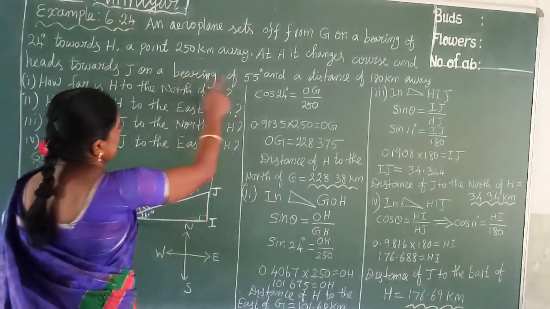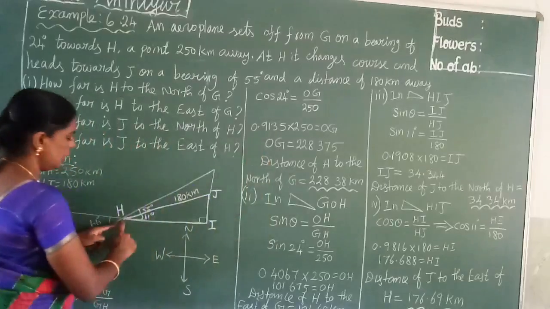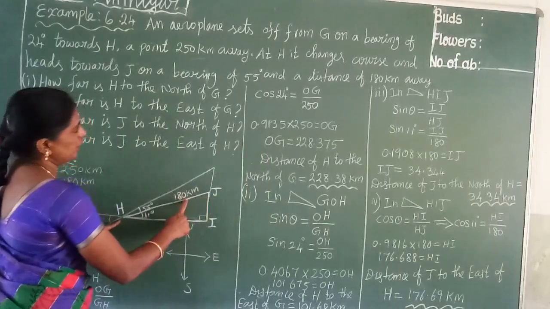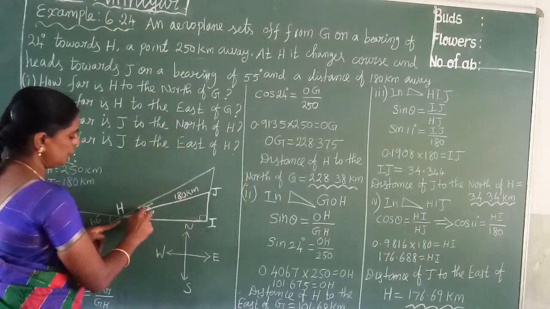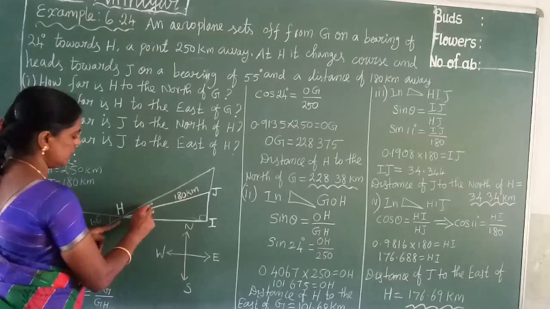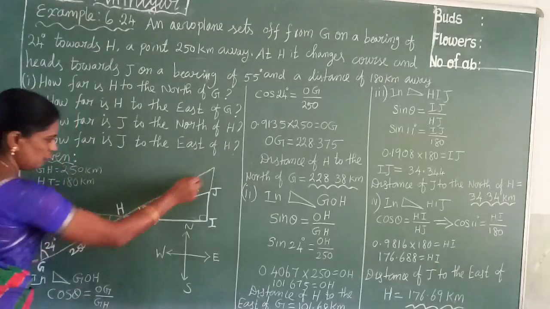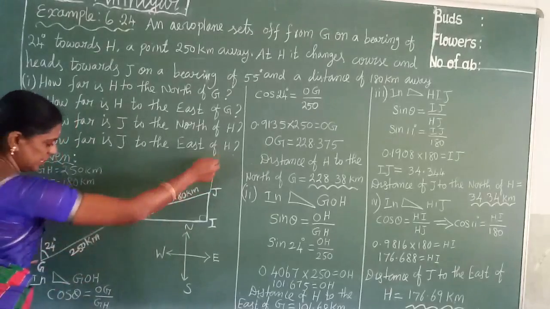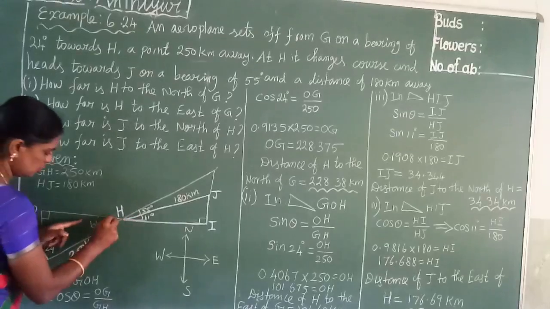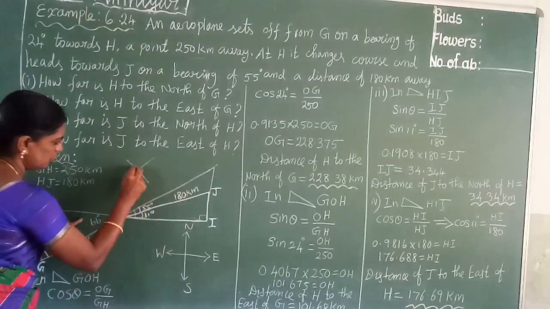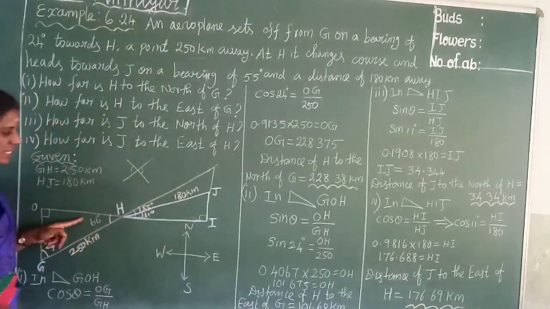H to J distance is 180 kilometer. What is the angle? 55 degree. This angle is 55 degree. So here you draw one straight line. So these two angles are vertically opposite angles.